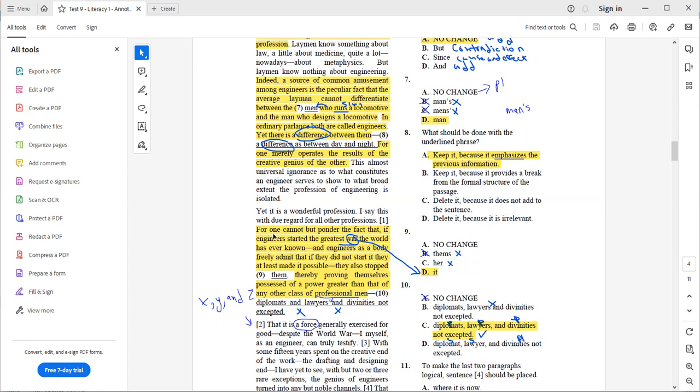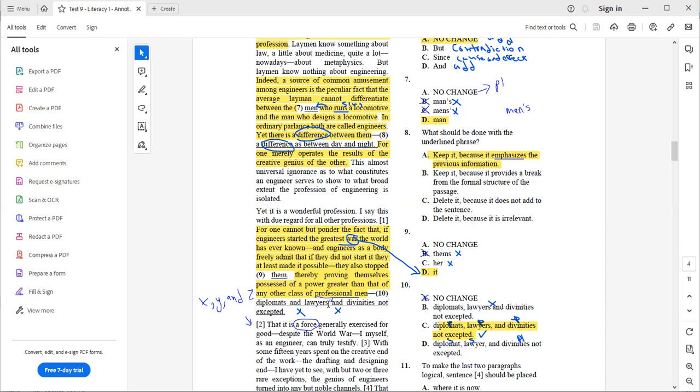For one cannot but ponder the fact that engineers started the greatest war the world has ever known, and engineers as a body freely admit that if they did not start it, they at least made it possible, they also stopped them, thereby proving themselves possessed of a power greater than that of any other class of professional men. Done. We're going to stop here.